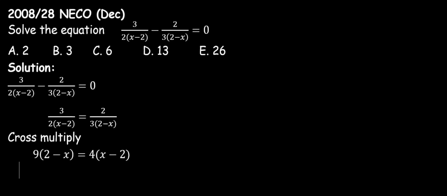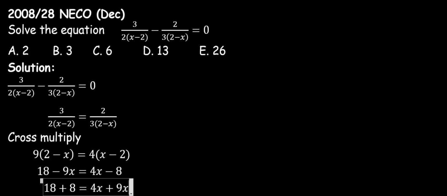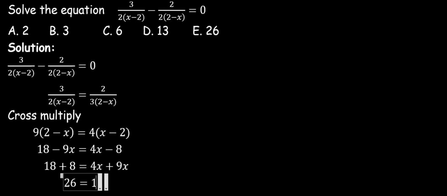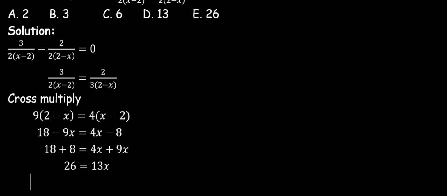Opening up the bracket, we now have 18 - 9x = 4x - 8. And the result will be 18 + 8 = 4x + 9x, and we have 26 = 13x. From here, we make x the subject of the formula, and that will be 26 divided by 13, which is 2.